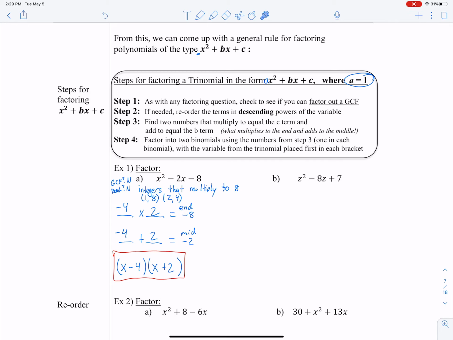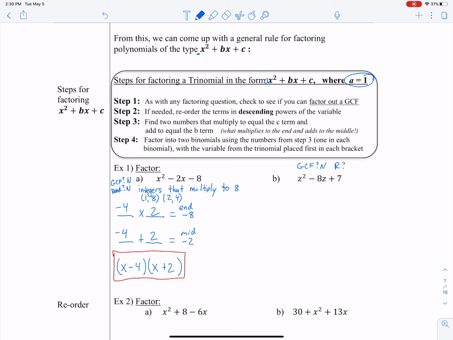Okay. So now we're going to try another one. We're going to try B. All right. So first thing we're going to look at, greatest common factor. We'll look at our letters. We have z squared, z, and nothing. So there's no letter that we can take out. Then, is there anything in front here? There is not. There's no greatest common factor that we can remove at all. So no. Do we need to reorder? Well, if we look at our exponents, they go 2, 1, nothing. So they're in the correct order.